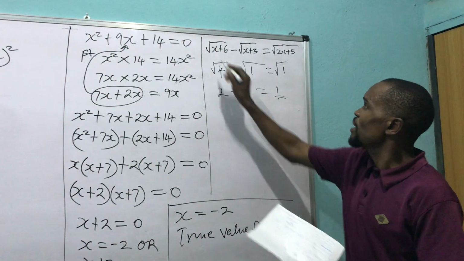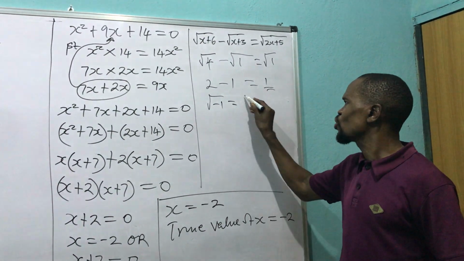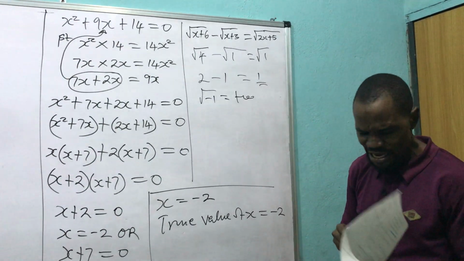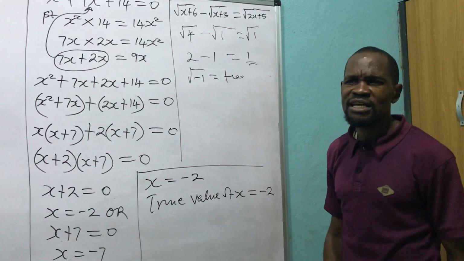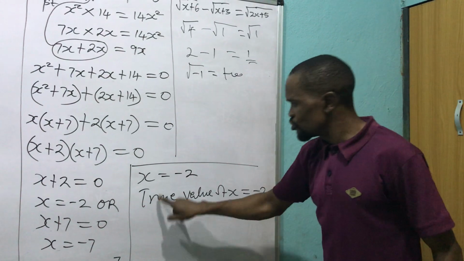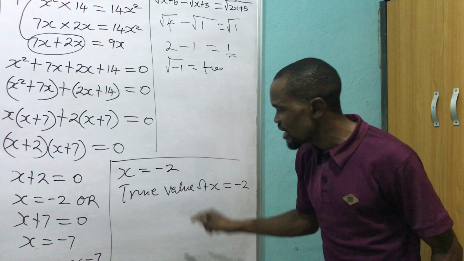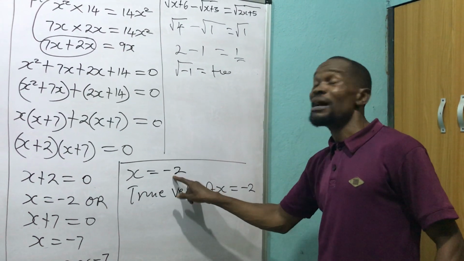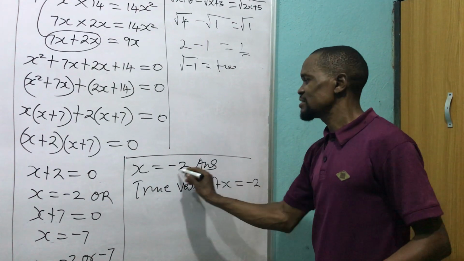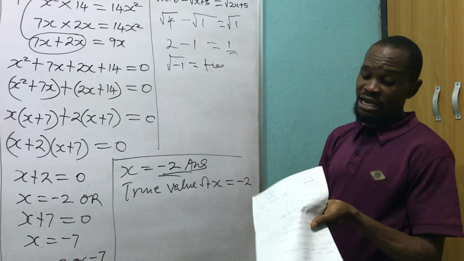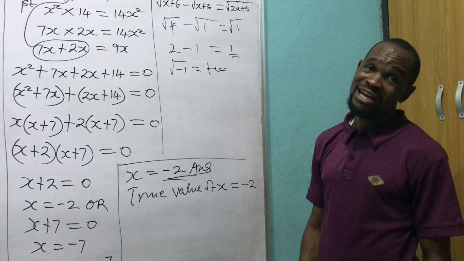You will see that if you put minus 7 here, this will be minus 1. And the root of minus 1 is what we call undefined. The calculator will tell you undefined. Are you getting what I'm saying now? So this minus 7 is not the real value of x. The true value of x is minus 2 as our answer. That's our answer. This is not the real value of x. I think you have understood why I said that.